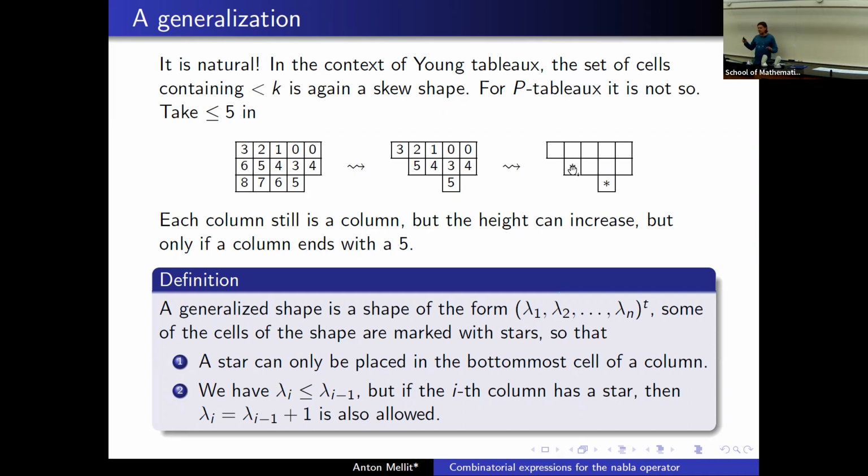So we have exceptions to the Young diagram rule. There are 2 exceptions, but then this 2 here is smaller than 3, so it's okay, or this 2 here is equal to this 2, so that's okay. So exceptions are allowed if you have a star, and the exception is at most by 1. Don't be too greedy. So this is a very natural new definition of a skew shape in the context of P-tableaux.